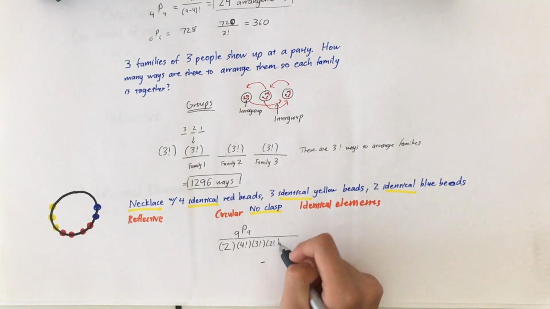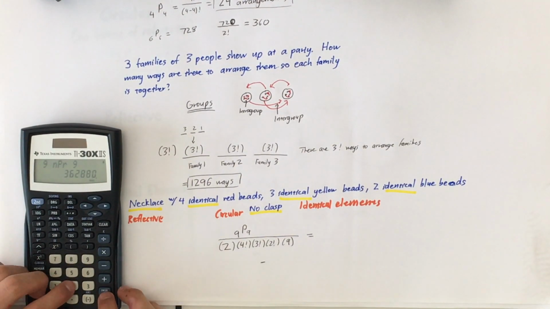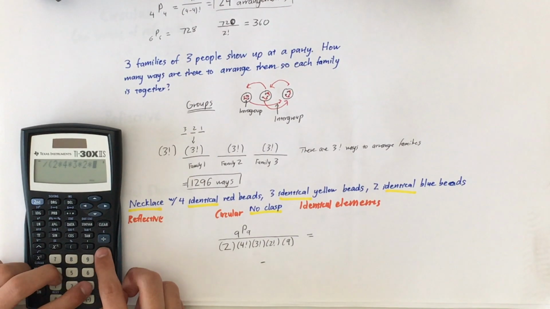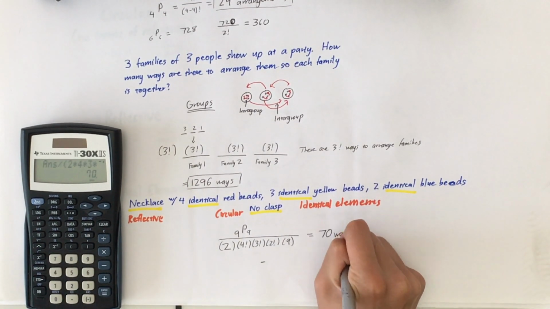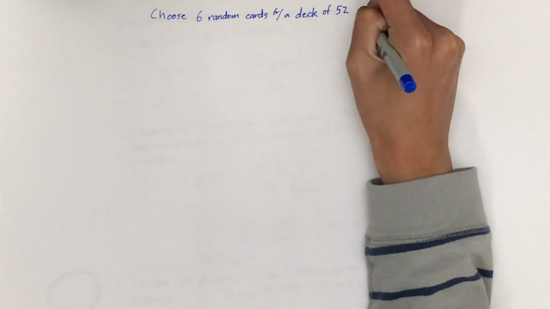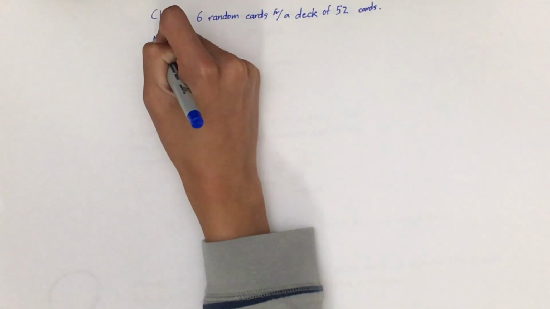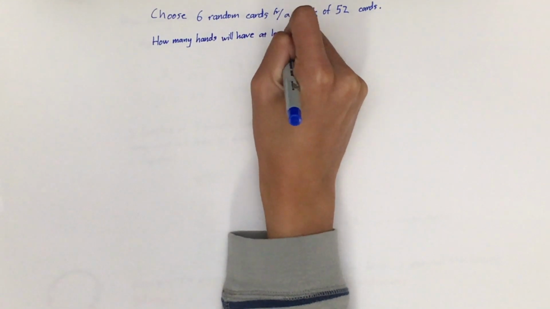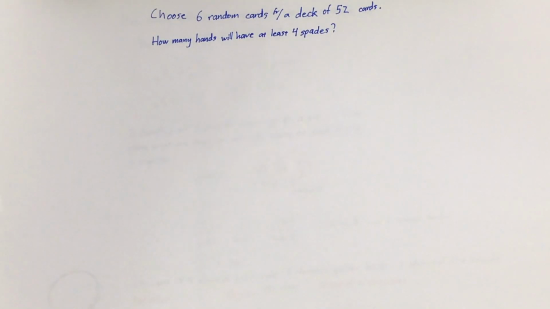And we divide by n, which is 9, because it's circular. So if we figure this all out, then we get that the answer is 70 ways to arrange them. Alright, on to combinations. So let's say that we have a deck of 52 cards and we choose 6 randomly. We want to find out how many of these 6 card hands will have at least 4 spades.